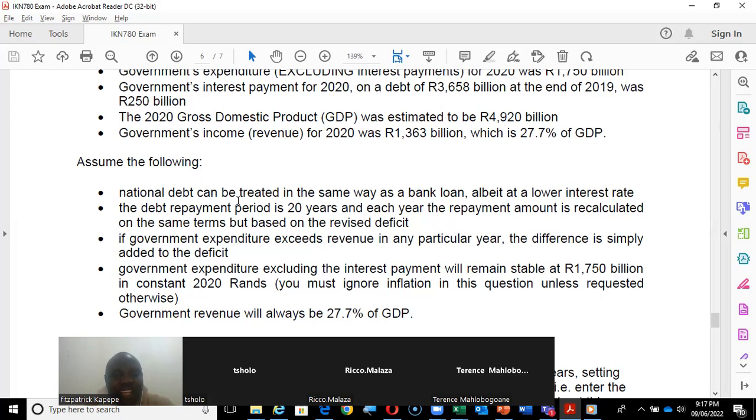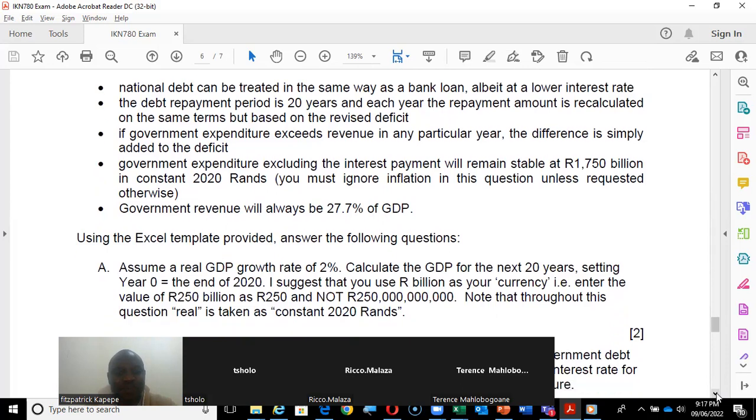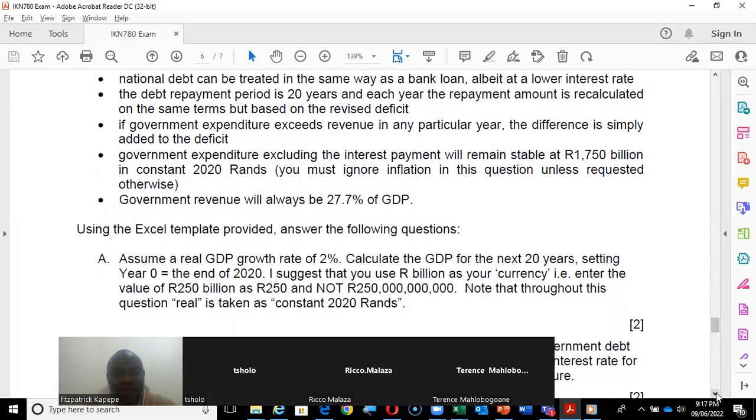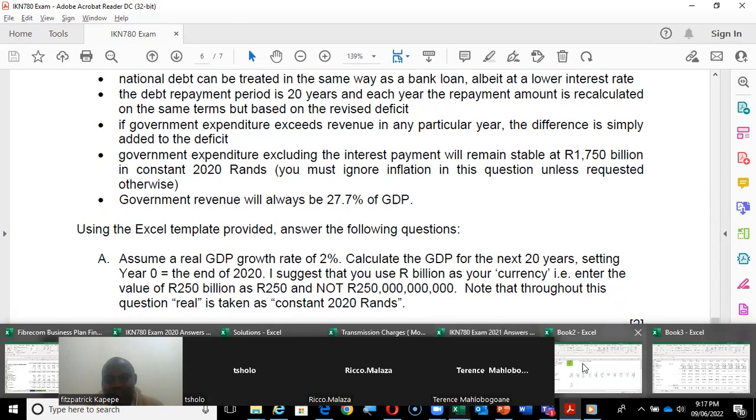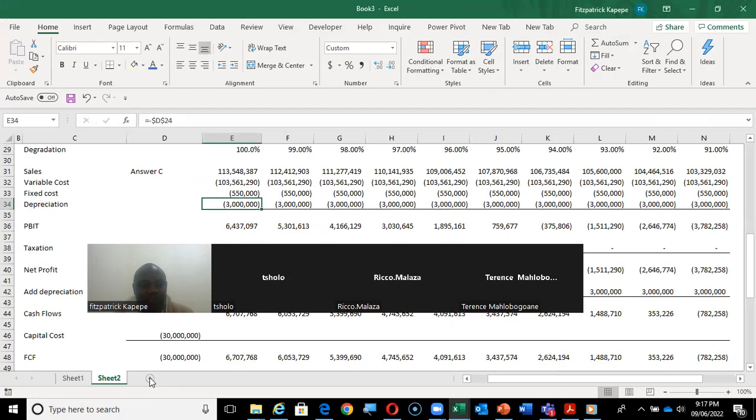Government expenditure, excluding the interest payment, will remain stable at 1,750 billion in constant 2020 rands. You must ignore inflation in this question unless requested otherwise. Government revenue will always be 27.7% of GDP. Use the Excel and so on. We can do this, guys, so let's do it. As long as we understand numbers, there's nothing special in these questions, nothing special at all.